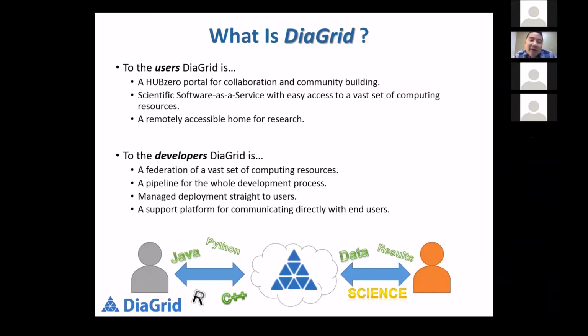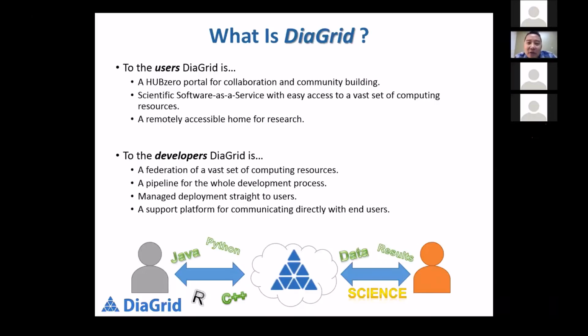What is Diagrid? Diagrid is an instance of the HubZero platform, which is currently developed and maintained by Purdue Research Computing. The reason why we picked Diagrid as the platform and web portal for our tools is that, first of all, I was part of the core development team of Diagrid years back. That's basically where the story comes from.